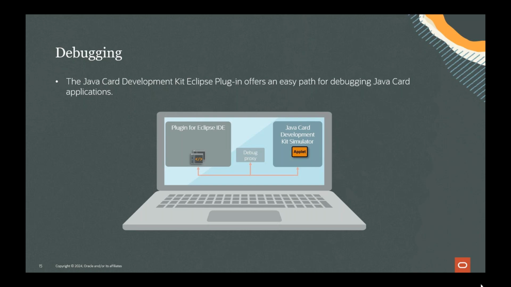And for this, as we see here on this picture in the middle, a dedicated debug proxy component translates commands and responses between the simulator and the IDE. This is actually how applets are debugged while executed outside the Eclipse IDE. Moreover, this setup allows for a very convenient debugging experience where both the applet and the client application can be debugged together, fully integrated within the same Eclipse IDE.